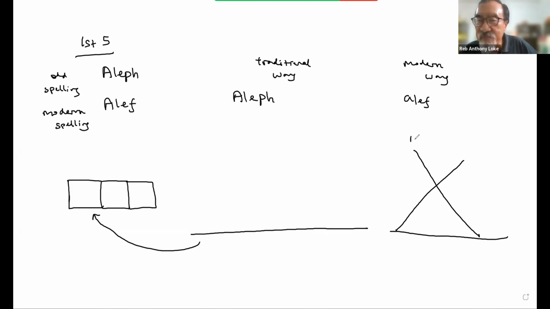So you see the number here. The number simply means that's the first stroke to go down. 2 is the second stroke to go down. So what I do is I put arrows to show you. You start from this point and you go down one stroke. You start from this point and you go down one stroke. And that is your Aleph in the modern way of writing.